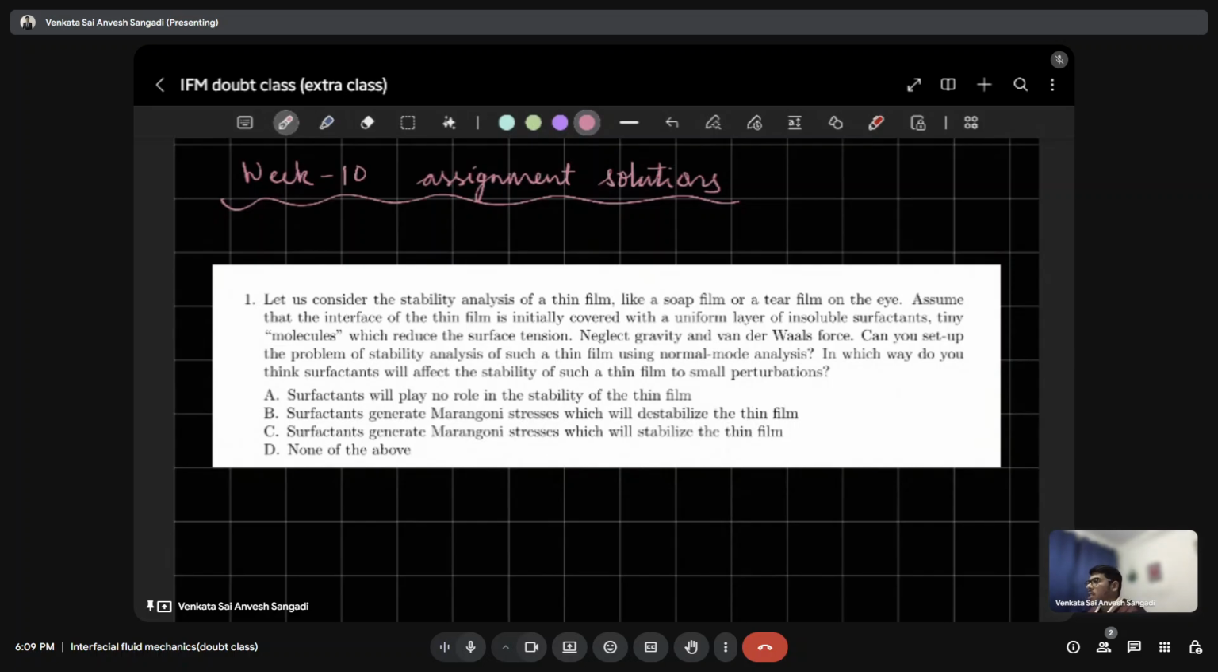Let us consider the stability analysis of a thin film, like a soap film or a tear film on the eye. Assume that the interface of the thin film is initially covered with a uniform layer of insoluble surfactants, tiny molecules which reduce the surface tension. Next, neglect gravity and van der Waals forces. Can you set up the problem of stability analysis of such a film using normal mode analysis? In which way do you think surfactants will affect the stability of a thin film to small perturbations?